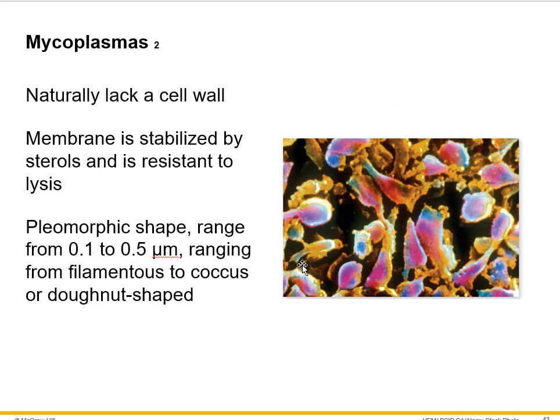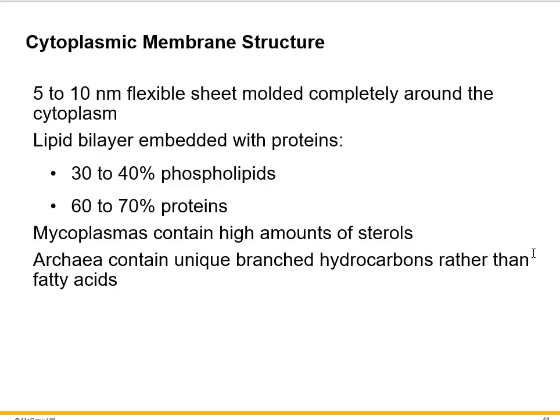So the mycoplasmas naturally lack a cell wall. They do not have peptidoglycan, so they're very pleomorphic. Their size ranges are really small, from 0.1 to 0.5 micrometers, and they are filamentous to coccus or donut shaped. The cytoplasmic or cell membrane is 5 to 10 nanometers, so that is actually thicker than peptidoglycan in gram-negative bacteria. And it's about 30 to 40% phospholipids, so it's not all phospholipids. In fact, it's not the majority of the membrane. The proteins make up about 60 to 70% of the cell membrane.